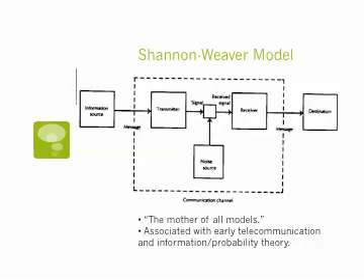The receiver then sends the message to the destination, and the destination receives these impulses that they can then decode into text. So that's basically what the Shannon-Weaver model demonstrates. It demonstrates how information is transmitted through space from one information source to a destination. It's associated with early telecommunication and information probability theory, and this is kind of like the first model of communication. So remember, it's one-directional. It was kind of the first model to explicate the process.